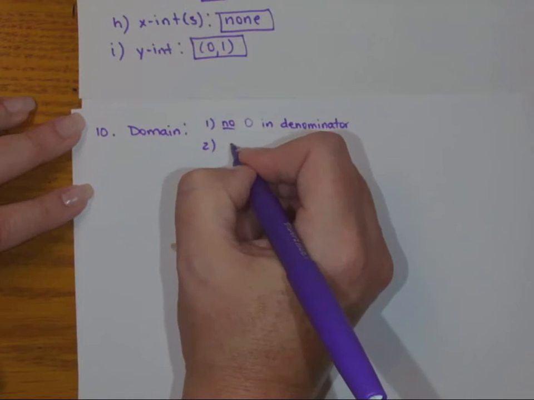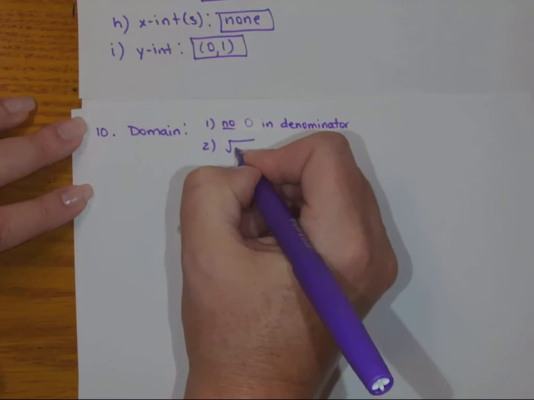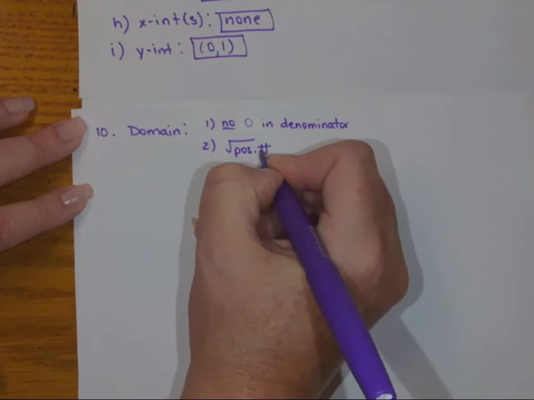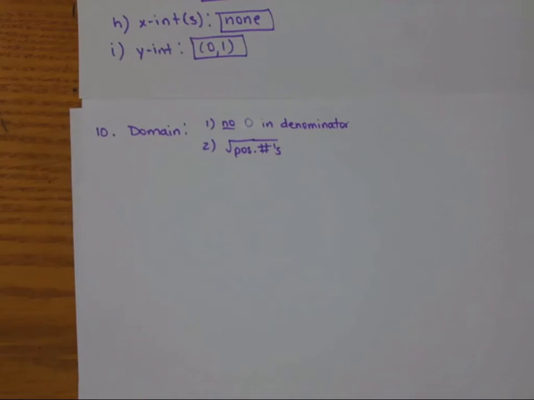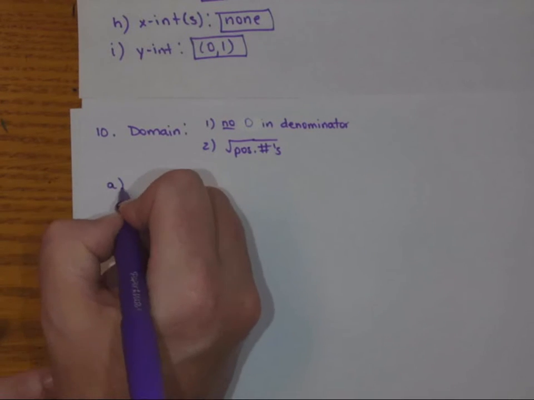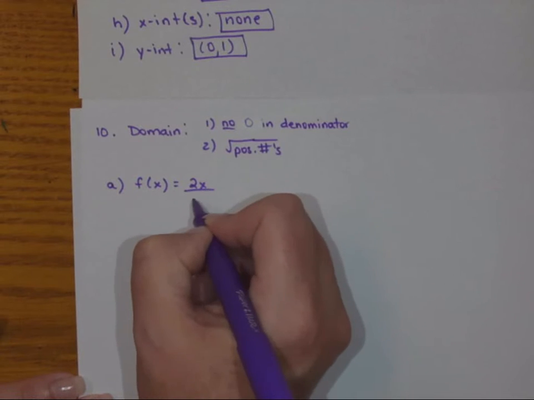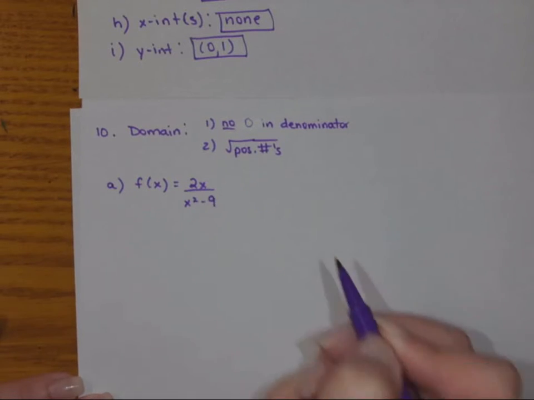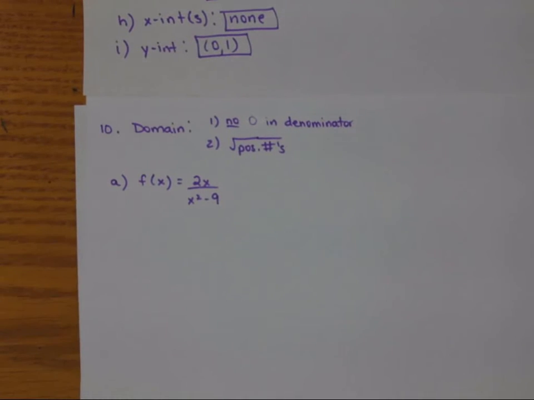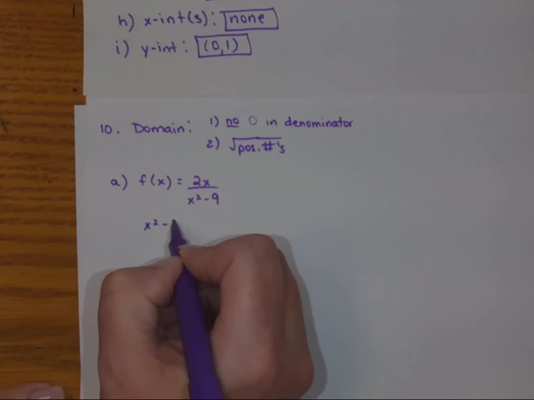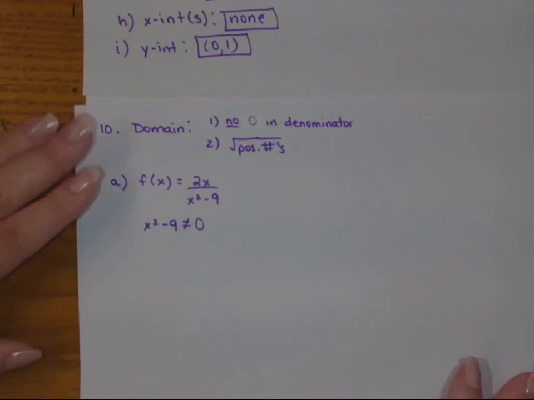And number 2, we want positive numbers only under a square root. Okay, that's what we want to happen. So for part A, f of x equals 2x over x squared minus 9. We want to find out what x values wouldn't be allowed, but then we're going to assume that it could be anything else. So we're going to set the denominator basically not equal to 0, if you will.